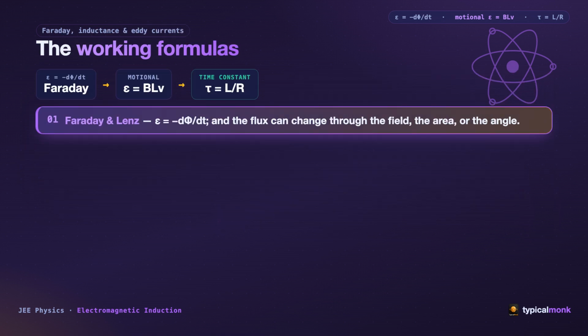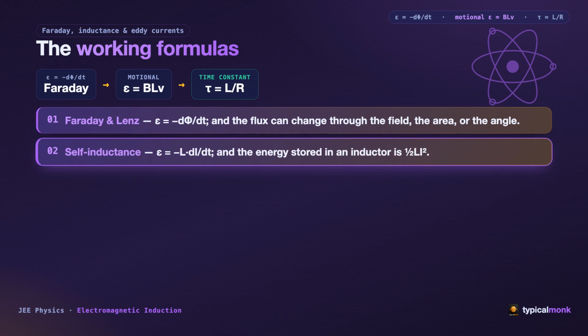Now the working formulas, the ones the exam turns into marks. The ribbon holds the anchors. Faraday's law, the motional EMF, and the time constant. Faraday and Lenz. The EMF equals minus dφ by dt, and the flux can change in three ways: through the field, through the area, or through the angle.